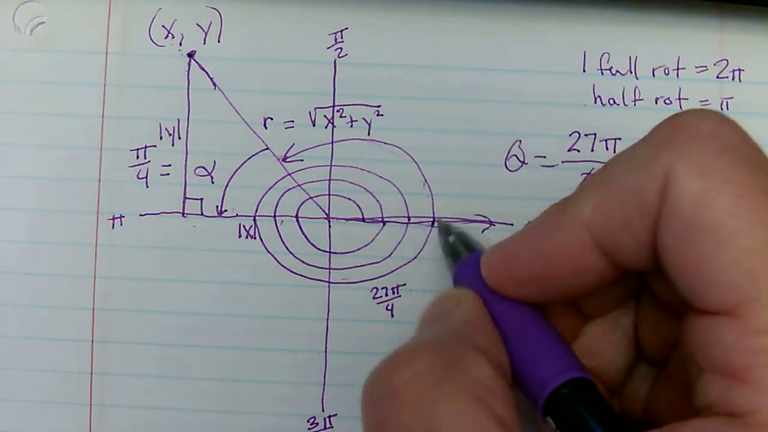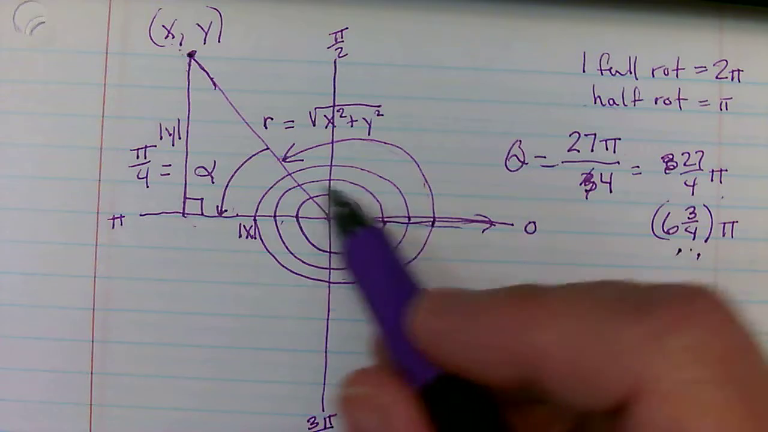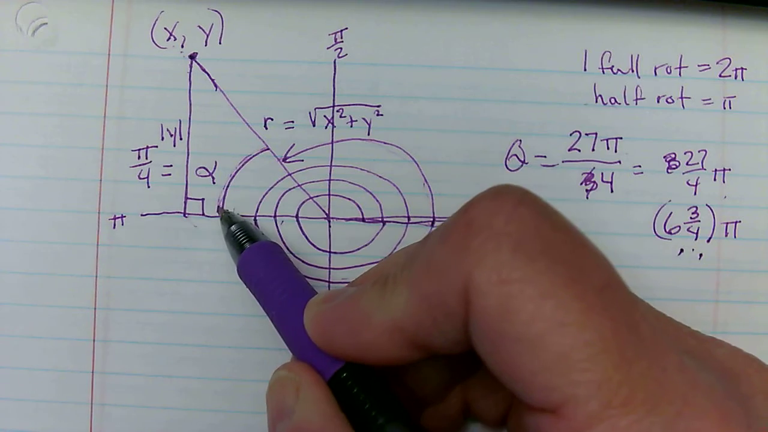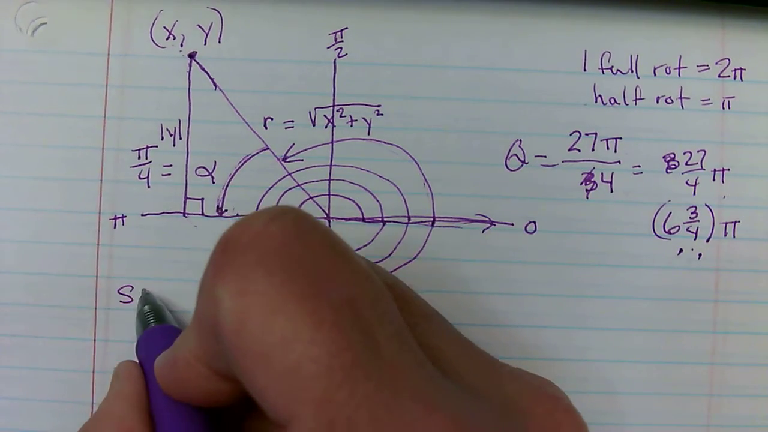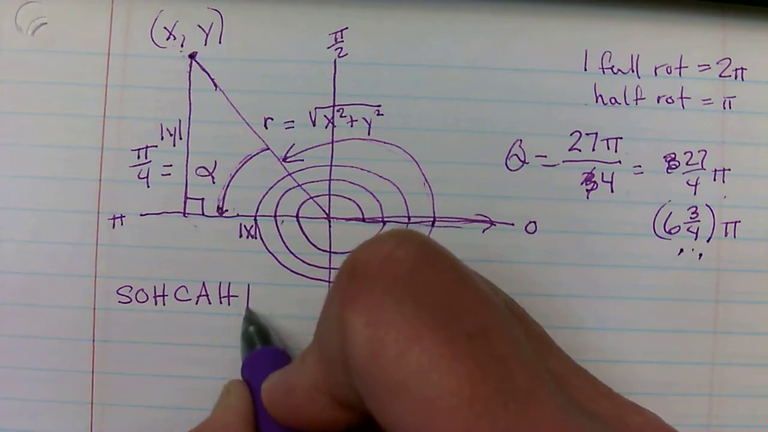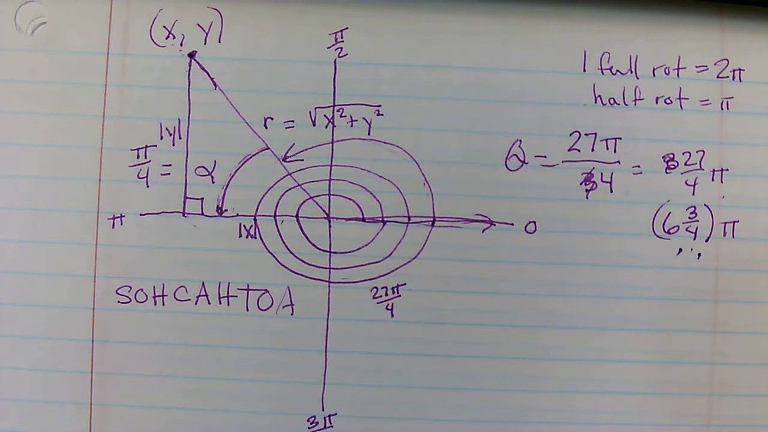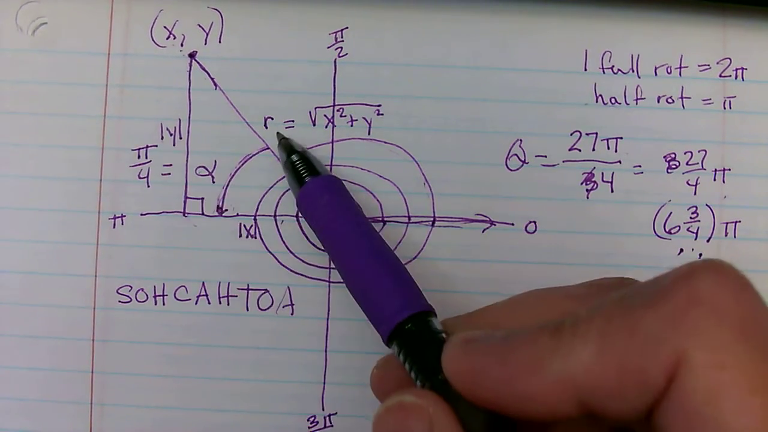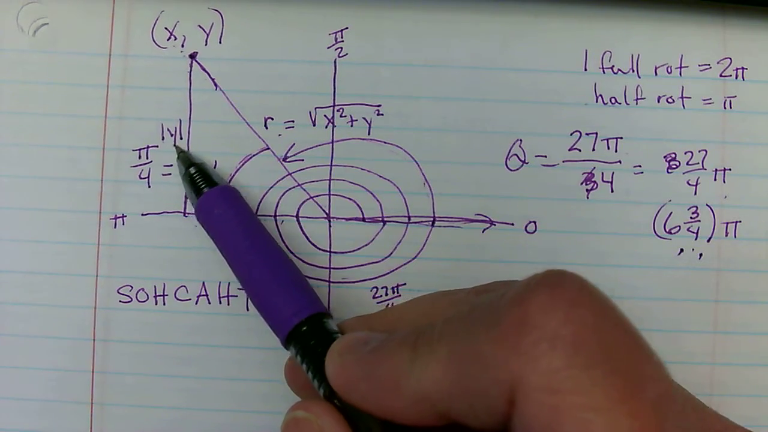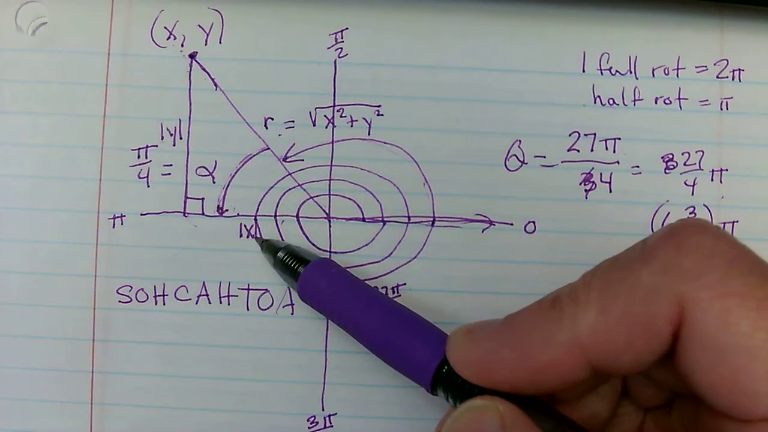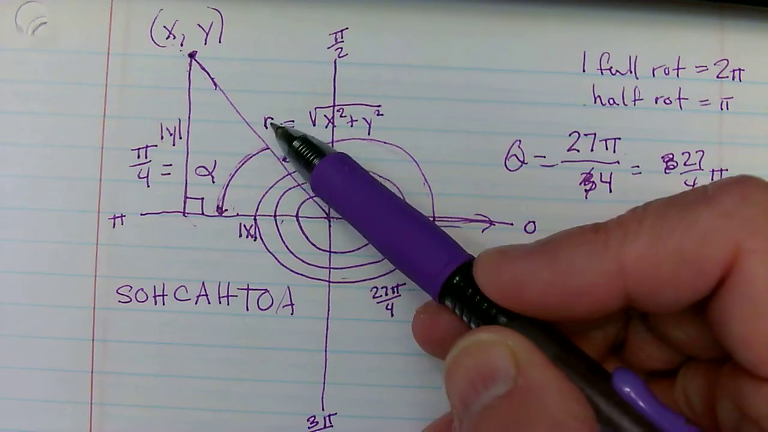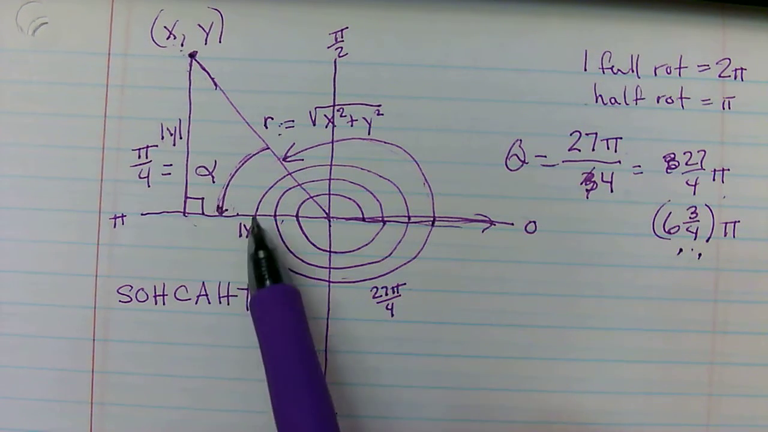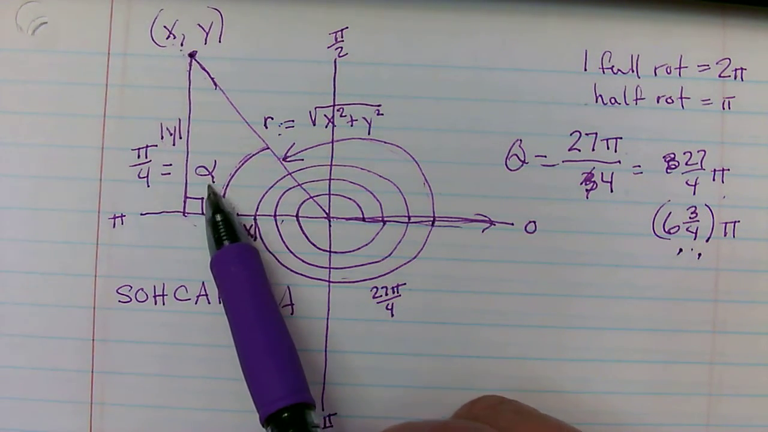So if I were looking at this 27 pi over 4 angle that went around and around and around, I'm going to relate that to its reference angle, alpha. And I can use our SOHCAHTOA angle ratios. So if I were thinking about this angle alpha, the sine would be the opposite over the hypotenuse, so that would be the absolute value of y over r. And our cosine would be the adjacent over the hypotenuse, so that would be the absolute value of x over r. And the tangent would be the opposite over the adjacent, which would be the absolute value of y over the absolute value of x, if we were talking about alpha.